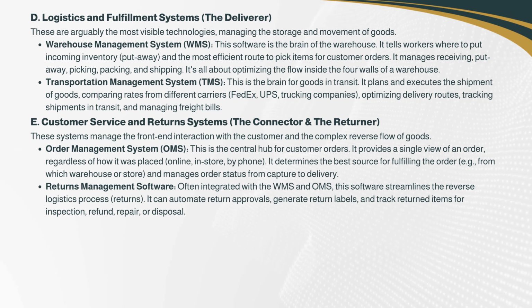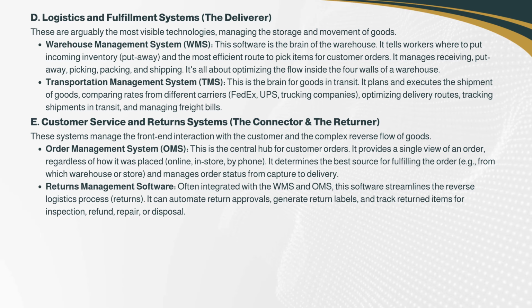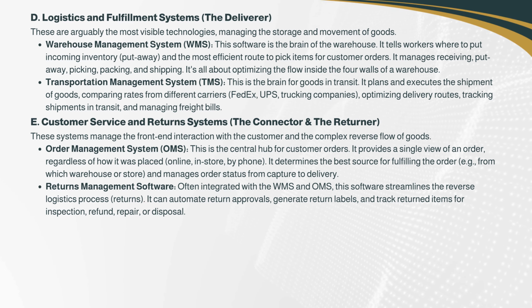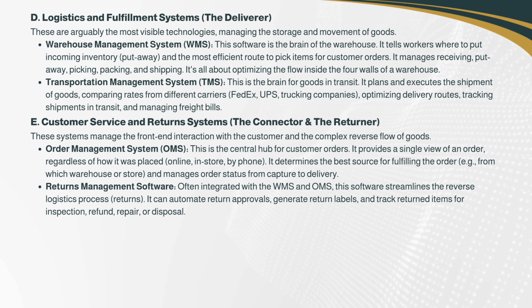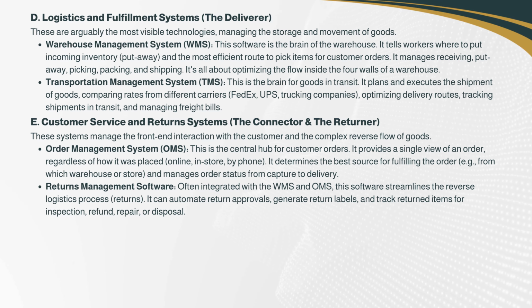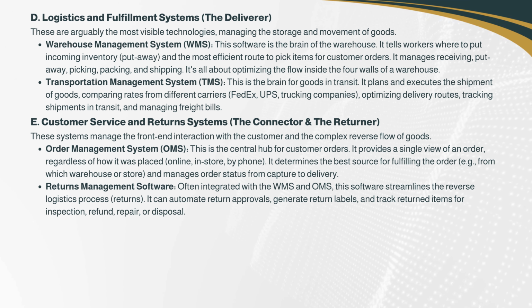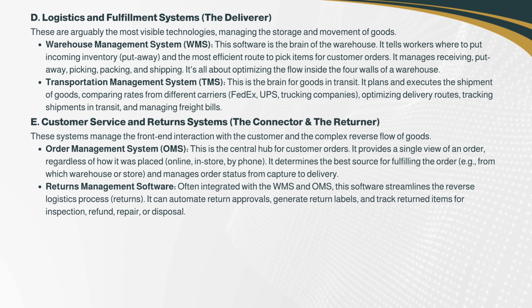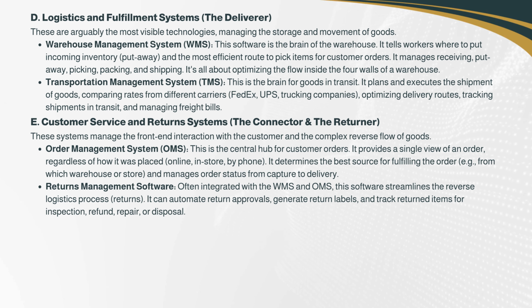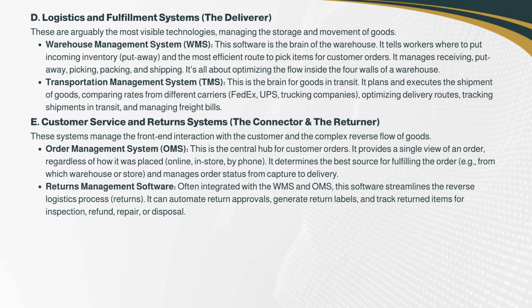These systems manage the front-end interaction with the customer and the complex reverse flow of goods. Order Management System, OMS. This is the central hub for customer orders. It provides a single view of an order, regardless of how it was placed: online, in store, by phone. It determines the best source for fulfilling the order, e.g., from which warehouse or store, and manages order status from capture to delivery.